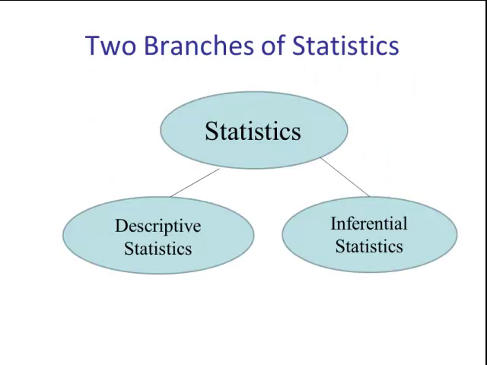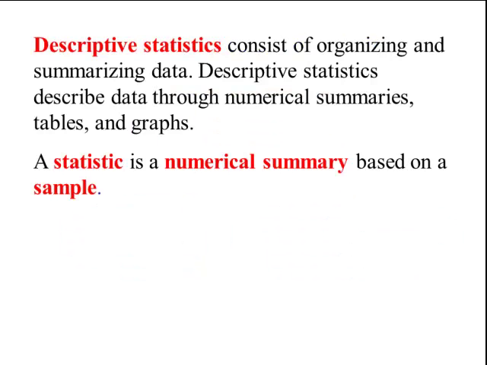There are 2 branches of statistics. The first one is descriptive statistics, and the second is inferential statistics. Descriptive statistics, as the name implies, describes data from a sample. This is done by the use of tables, graphs, and what's called numerical summaries. A statistic is a numerical summary based upon a sample. So a statistic is a number that is measuring something from a sample. Now to keep this straight, this is the way I like to think about it. A statistic starts with an S, a sample starts with an S. So anything that's measuring something from a sample is a statistic.